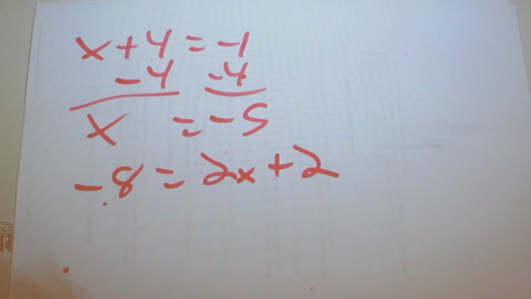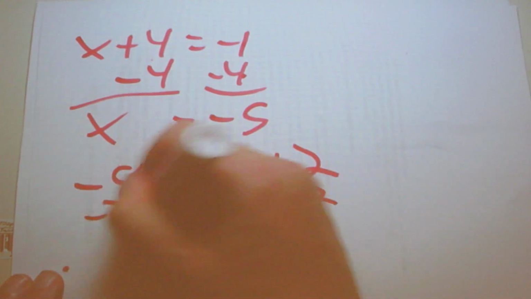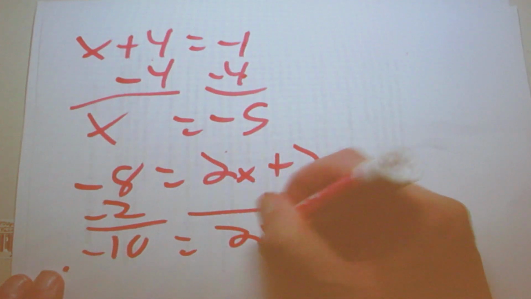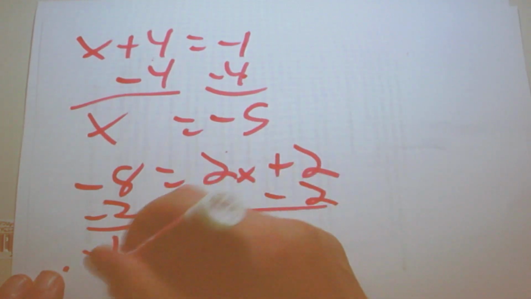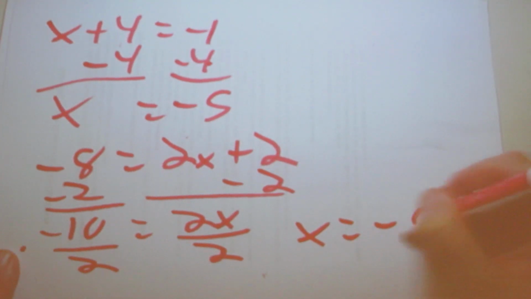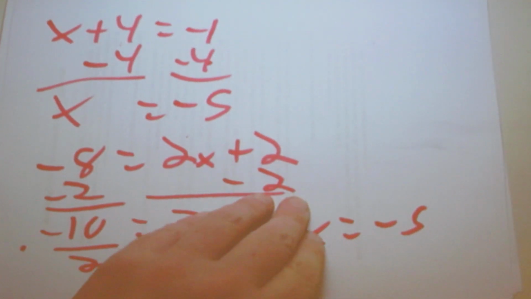Then let's say we have negative 8 equals 2x plus 2. The first thing we want to do is isolate the variable by getting all the numbers on the other side of the equal sign. Since it's a plus 2, we're going to subtract 2 from both sides. We're going to get negative 10 equals 2x. Divide both sides by 2, and x will equal negative 5. We have a negative divided by a positive, so we're going to have a negative answer, and 10 divided by 2 is 5.